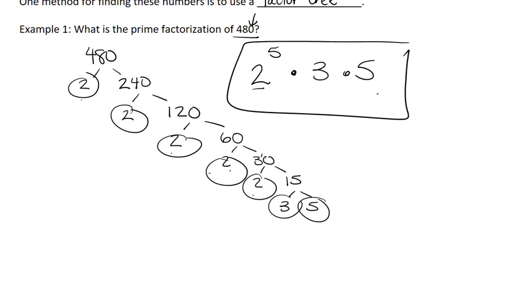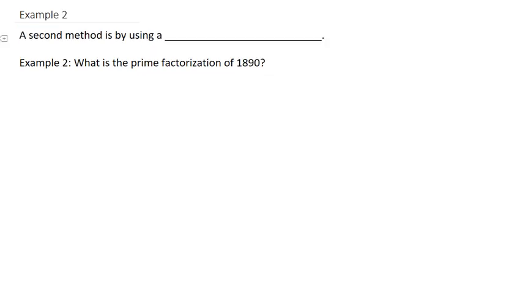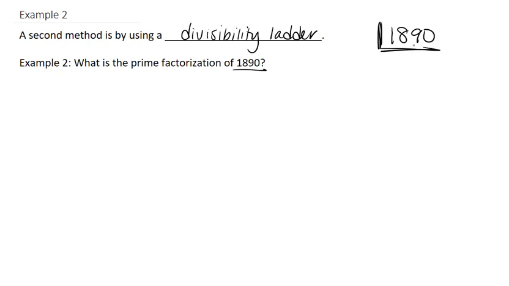Now let's do another example. But with this example, let's use a second method by using the divisibility ladder. Now let's look at example 2. What is the prime factorization of 1,890? So now we have 1,890, and instead of doing a factor tree, we're doing a divisibility ladder.